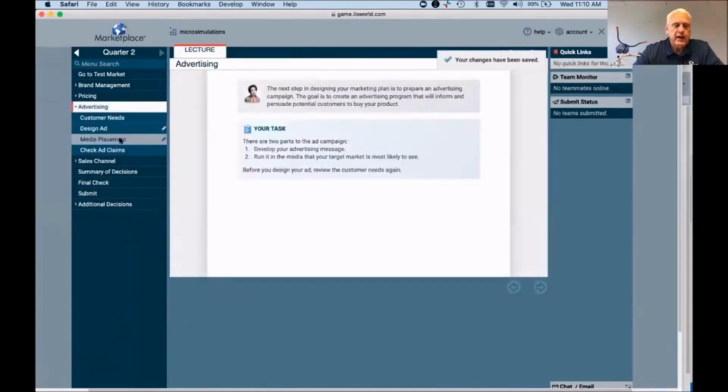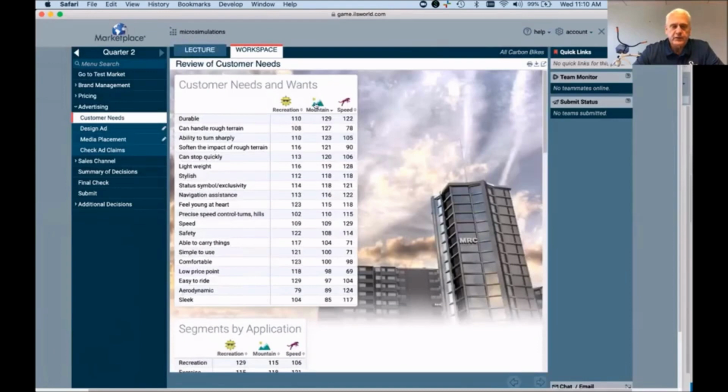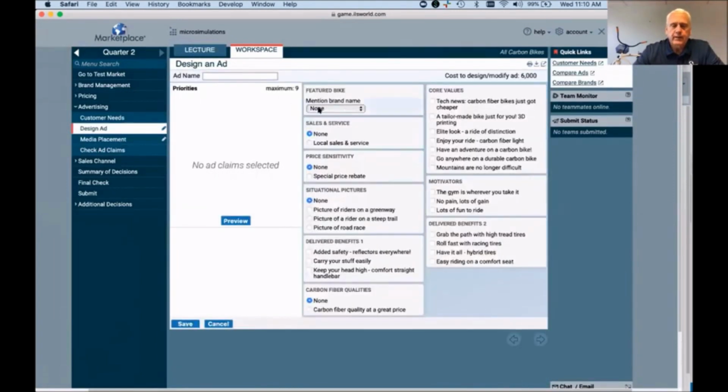Then I have to design an ad. Again, I can look at the information that's important to them for the mountain segment, and then I'll go in and design an ad. I'm going to mention the mountain carbon bike. I'm going to just call this mountain carbon, so it'll be easier for me to keep track. And now these are all the benefits that I can put into an advertisement, and I have to figure out what I want to emphasize.